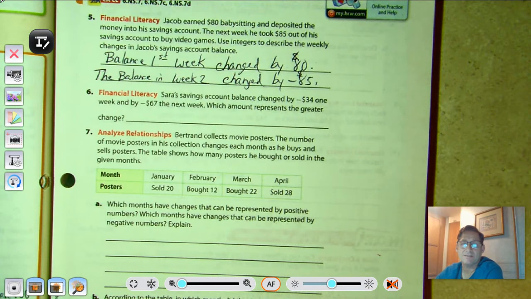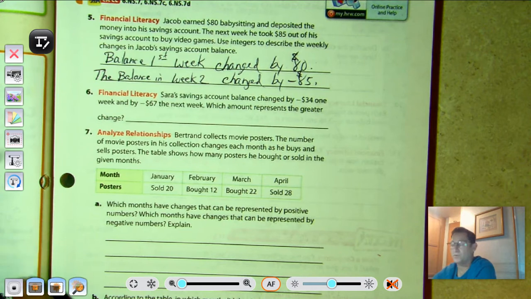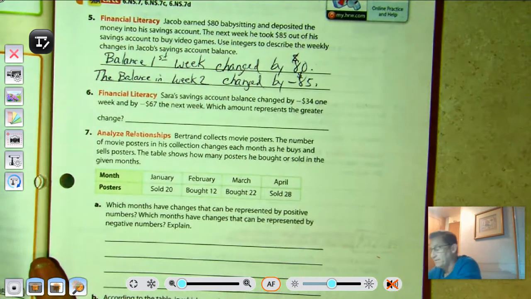Sarah's savings account balance changed by negative $34 one week and by negative $67 the next week. Which amount represents the greater change? Well, which one's further from 0? 67, right?